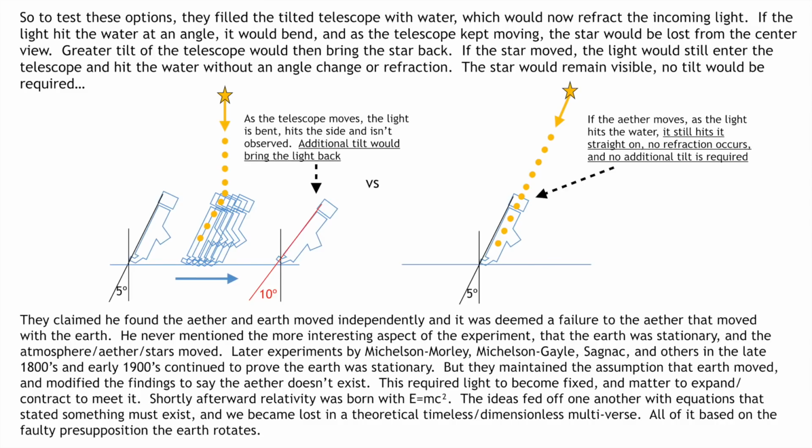To test these options, they filled the tilted telescope with water, which would now refract the incoming light. If the light hit the water at an angle, it would bend, and as the telescope kept moving, the star would be lost from the center view. If the ether and the Earth moved independently, you would lose the object with greater tilt.